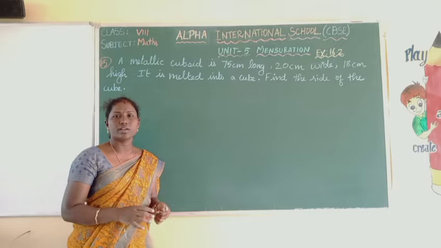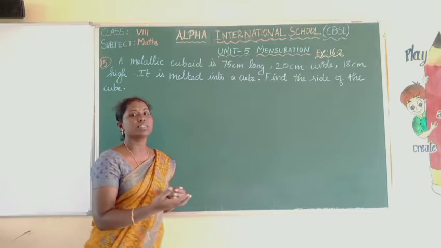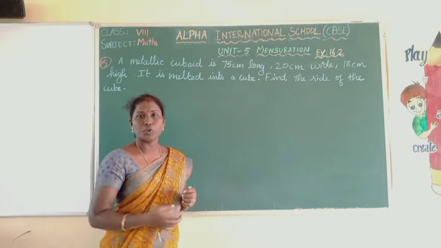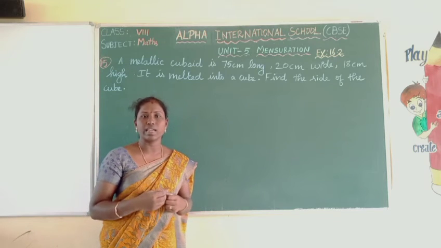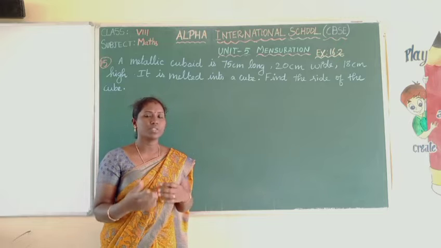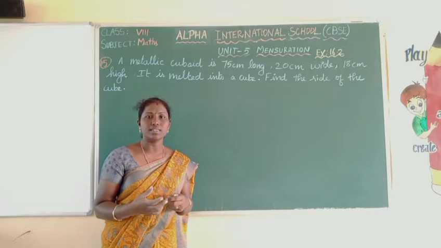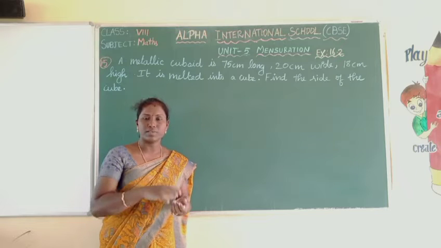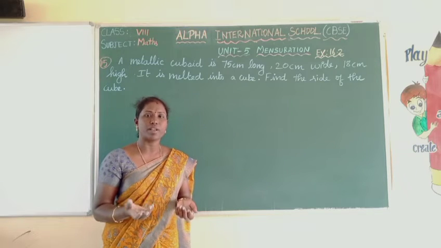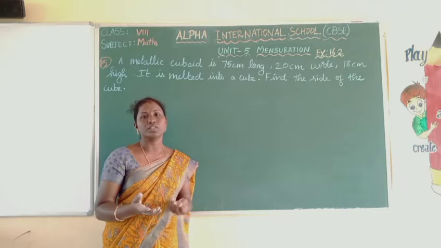What is the question here? A cuboid shape is melted and made into a cube. If we are converting one object, for example, if we have clay, in clay we will make different shapes. We will play, isn't it? First, if we are making a tree, then using the same clay we make a flower. What is the common between these two?